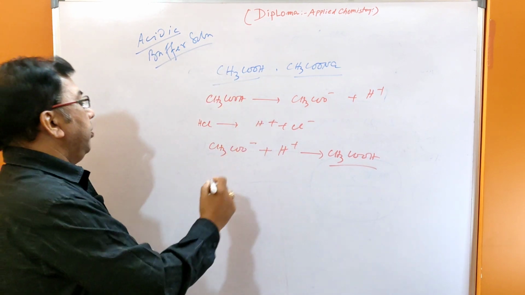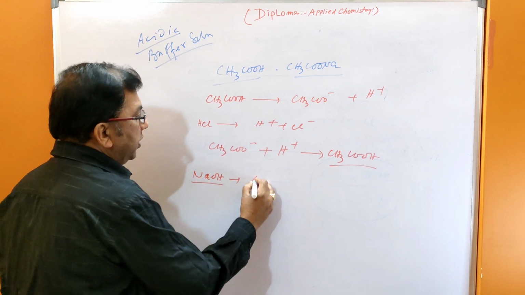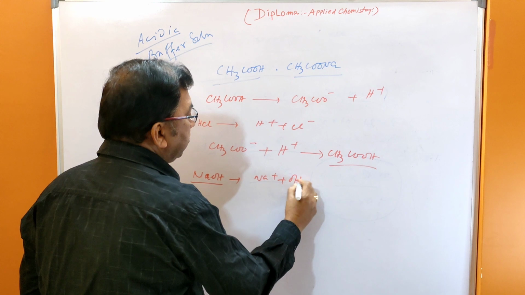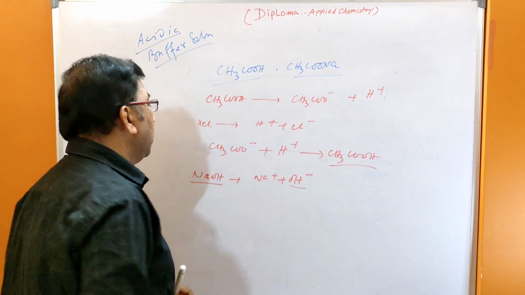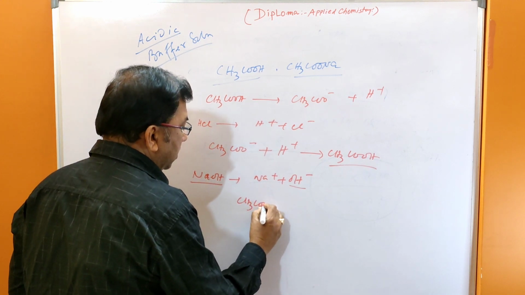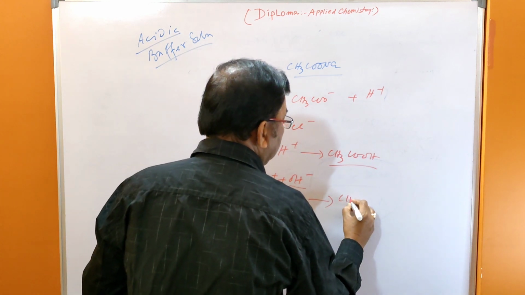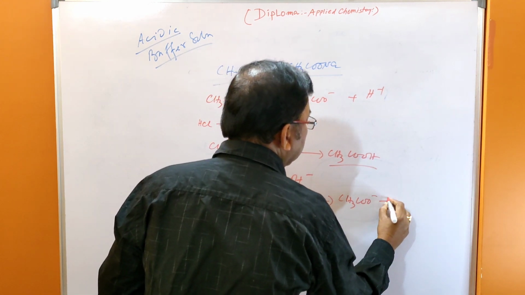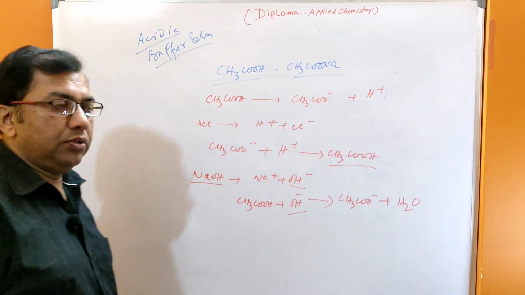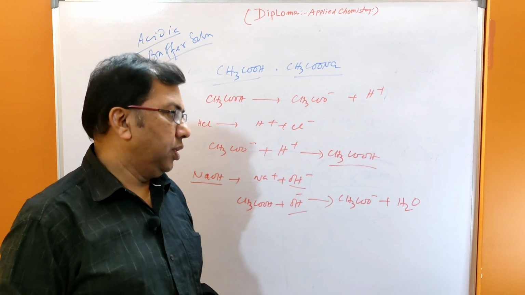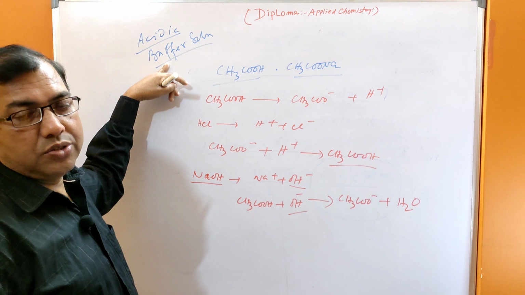Suppose you add some NaOH. What will happen? It gives Na plus and OH minus. This OH minus reacts with CH3COOH to form CH3COO minus plus H2O. So in spite of having OH minus ions, there will be no change of pH in this case. Water will form. So this is the action of an acidic buffer solution.